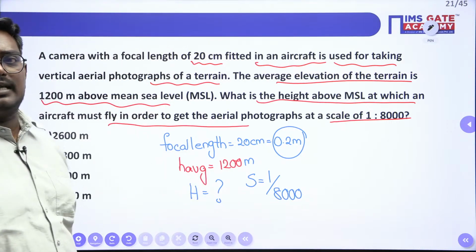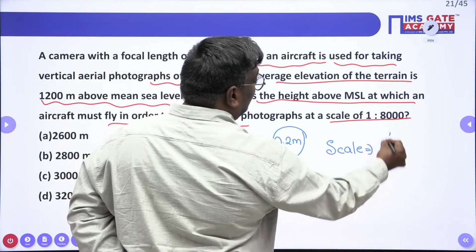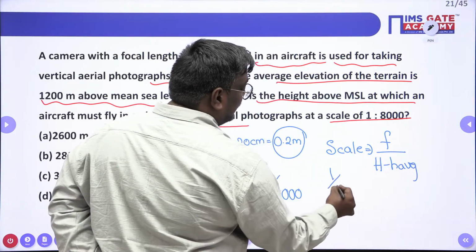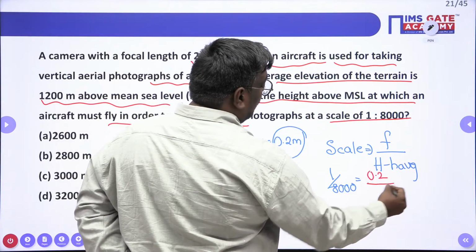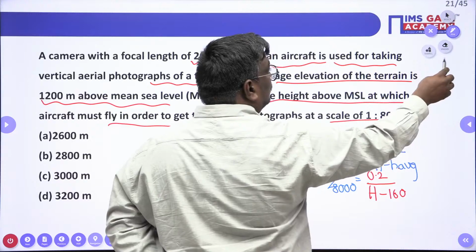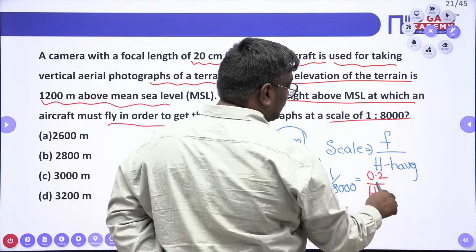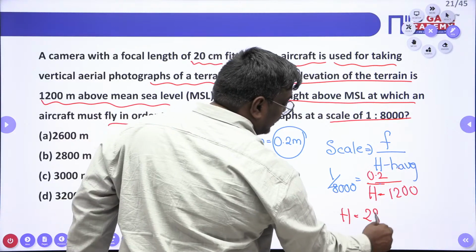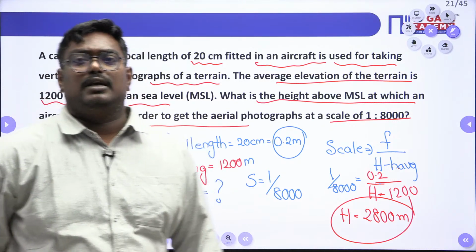Now, when I talk about the scale, this is the third case, so the scale will be taken by the formula F upon H minus h average. So scale is equal to 1 by 8000. The focal length is 0.2 upon flying height H minus h average, which is 1200. If you solve this, flying height will be equal to 2800 meters. Flying height will be equal to 2800 meters. Thank you.